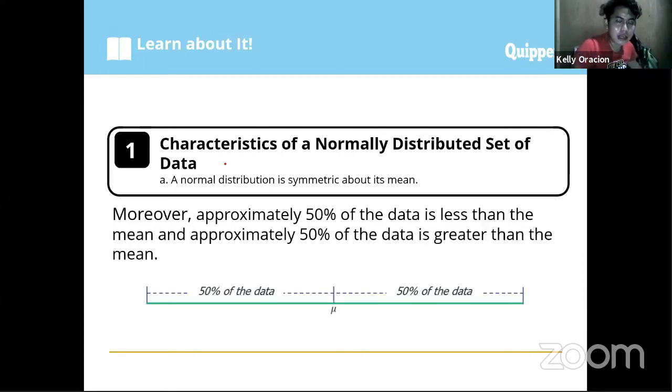Next, just like that one. Moreover, approximately 50% of the data is less than the mean and approximately 50% is greater than the mean.